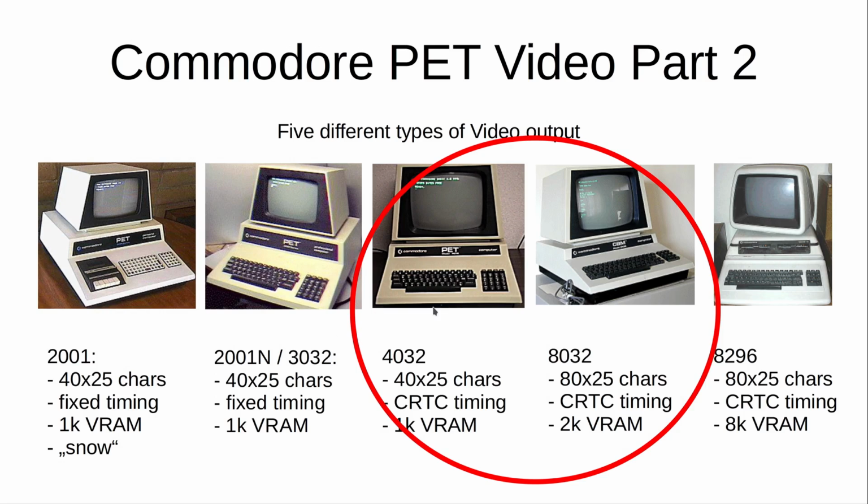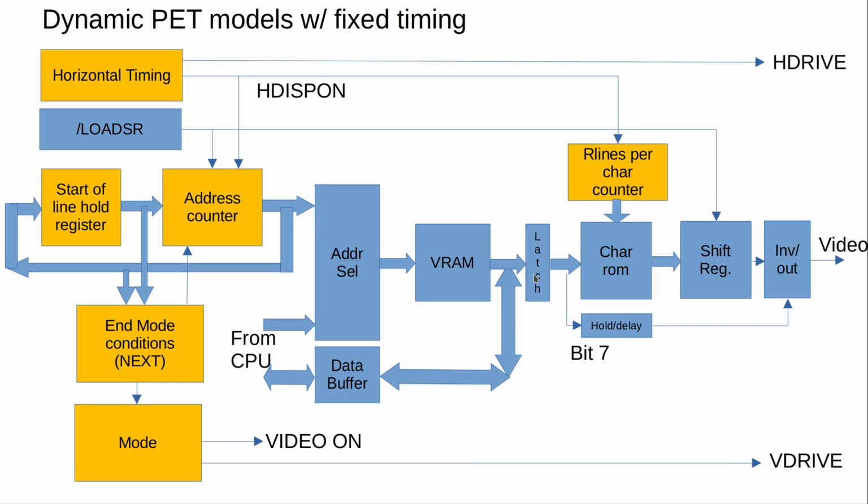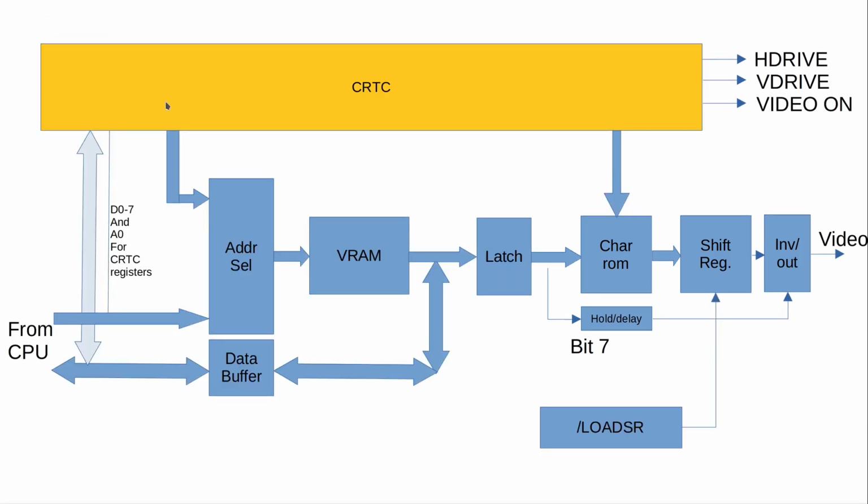Now let's get to the actual topic of that video. So let's have a look at the CRTC models. Looking at the static pad or the dynamic pad with the discrete logic, I have marked all the parts in yellow that are now actually included in the CRTC, cathode ray tube controller chip. And you can see suddenly that the whole block diagram looks much more simple.